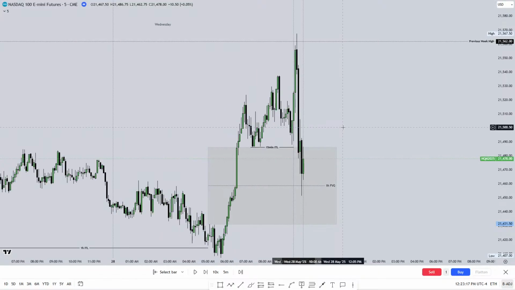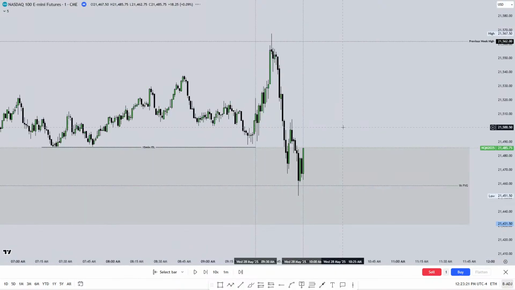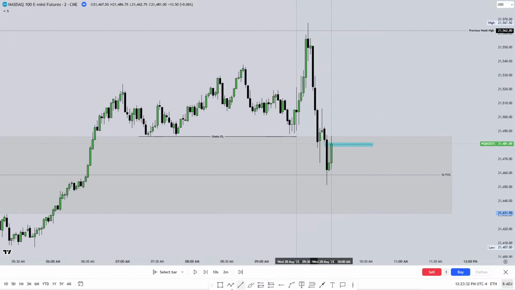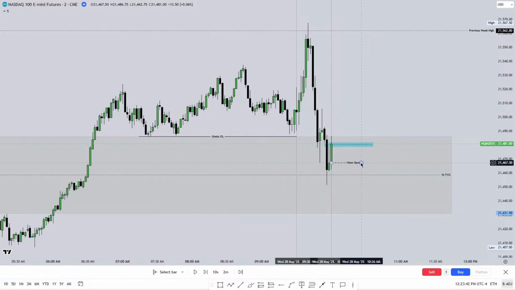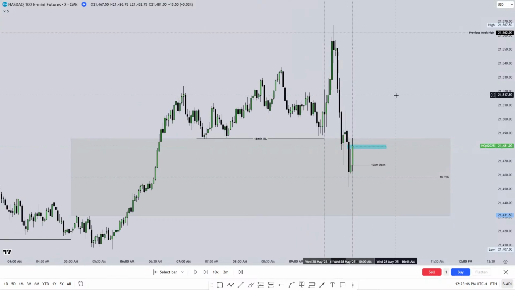Is there a 5-minute? No. So we have a 2-minute right there. I want to see if we close above that. This is your 10 a.m. open. And what I like to see with 10 a.m. is, if I'm bullish, I want to see an open low high close.